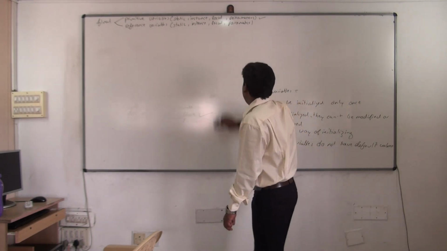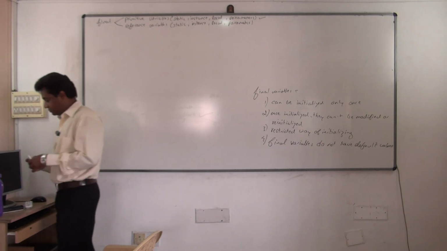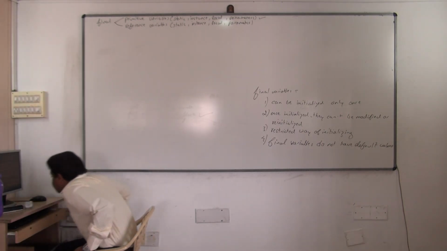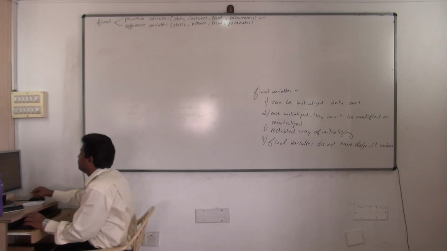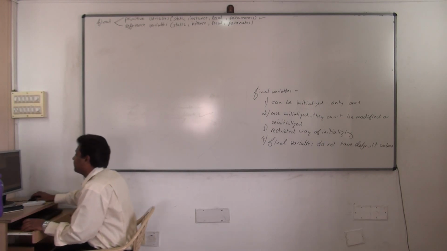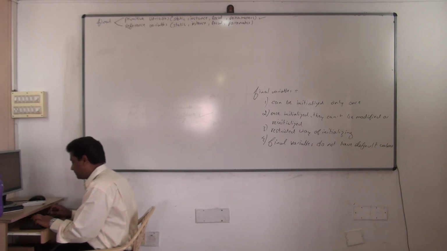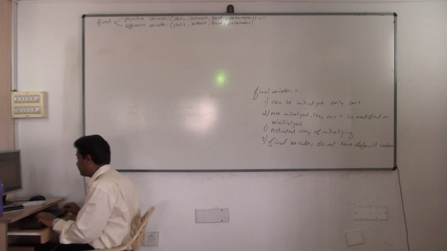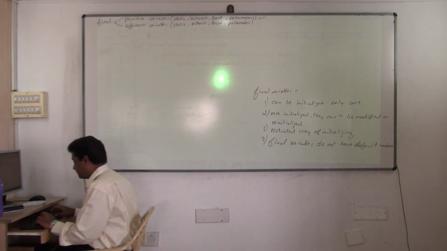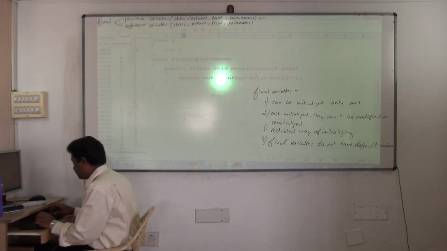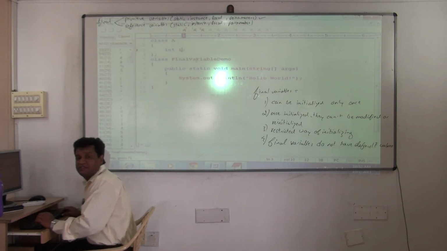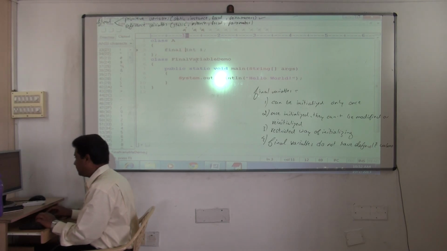For any final variable, these four rules are applicable. So you know how to work with this instance variable. This I'll not go ahead with. Directly I'll make my variable final.